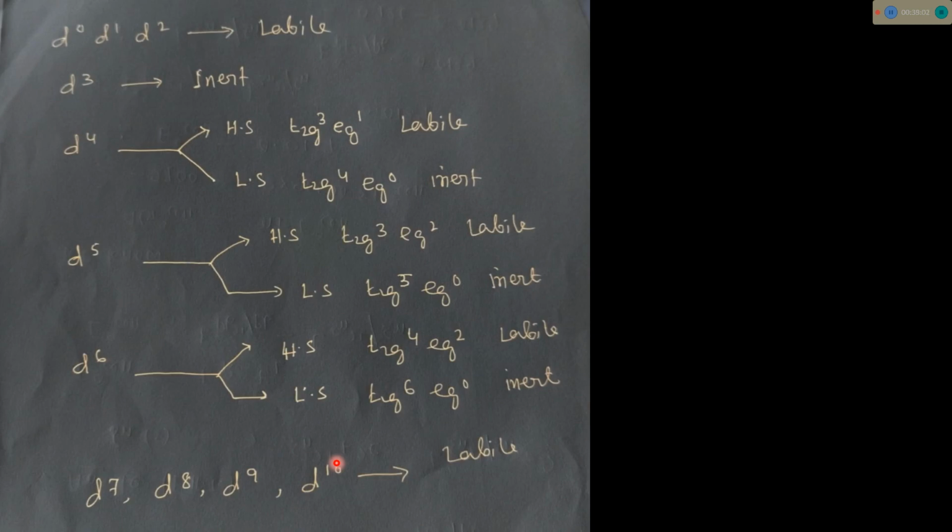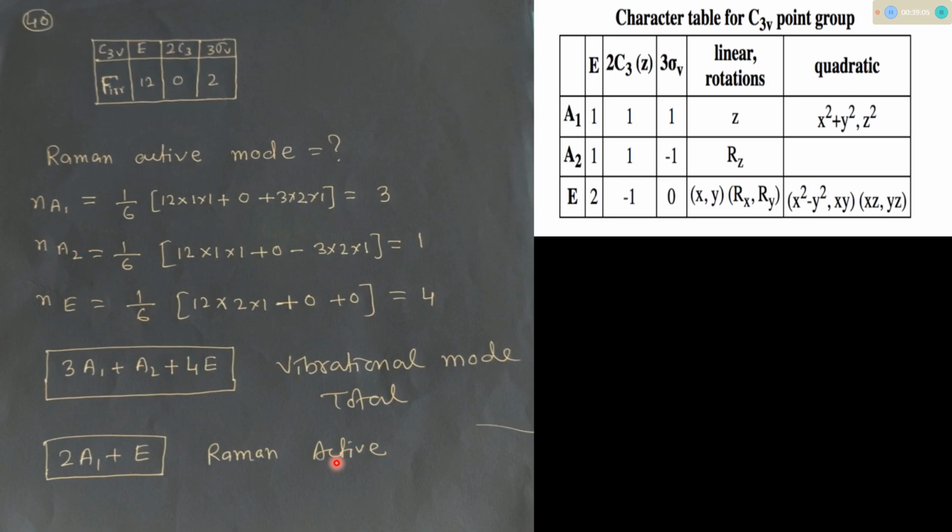Next, let's move to the next and last question of this part 3, the third video of the memory based question answer series. This question is from group theory. The character table of the C3v point group was given, and we have to find the Raman active mode. Also the total reducible representation was given as 12, 0, 2. I think 12, 0, 2, I forgot this term, but I am 80% sure that it was 12, 0, 2.